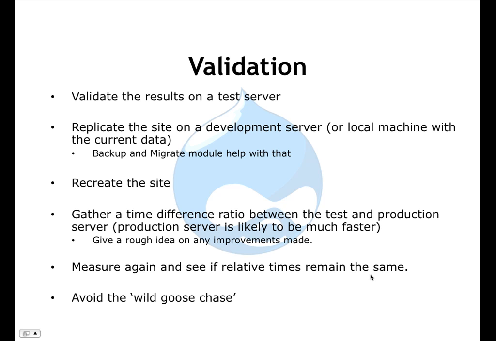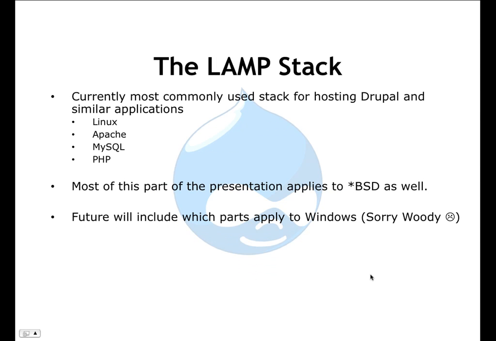Once you recreate the site, figure out a time difference ratio between the test and production server. So if your production server takes 1 second to load a page and your local machine takes 4 seconds, you have an idea that your local machine is going to be 4 times slower. And you can just start comparing through that. And with this, you can try and avoid the wild goose chase, so you're not heading down some incorrect path.